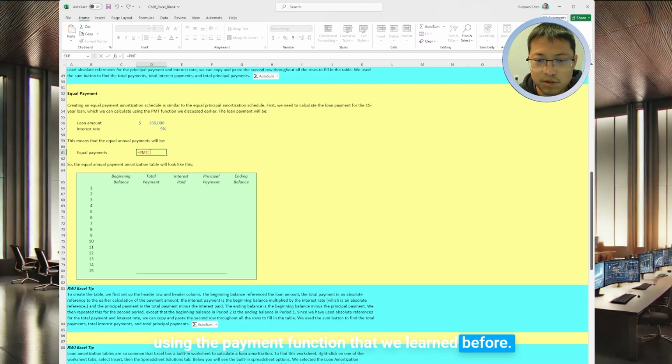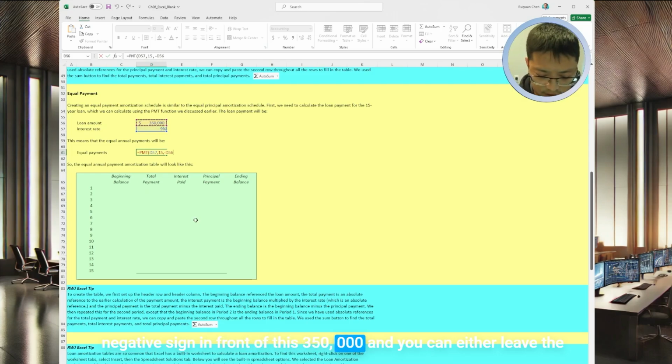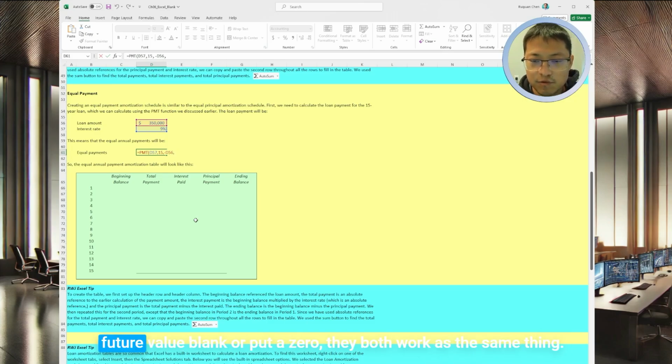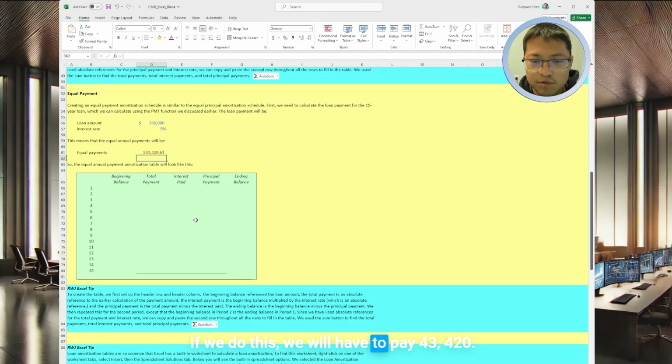In this case, using the payment function that we learned before, PMT, the rate will be 9%, and the number of time periods will be 15. The present value in this case is the loan amount, and we put a negative sign in front of this $350,000. You can either leave the future value blank or put a 0. They both work the same. If we do this, we will have to pay $43,420.61. This includes everything, including the interest and the principal.